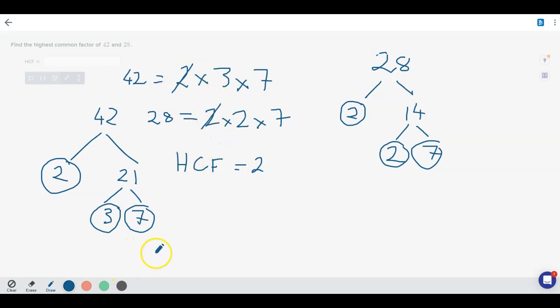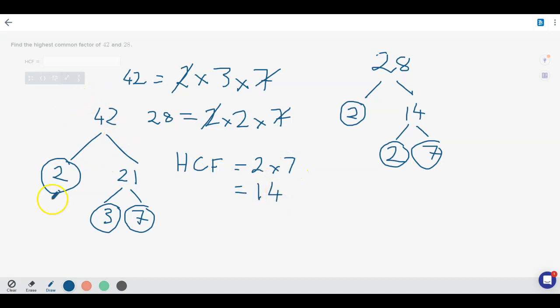If you've got a second color, it would probably be good to use that if you can. I've got a 3 up the top, but I don't have a 3 at the bottom, so I can't use it. I've got a 7 up the top and a 7 down the bottom, so I'll include that in my list and cross them out. So of course my final highest common factor is 2 times 7 being 14.